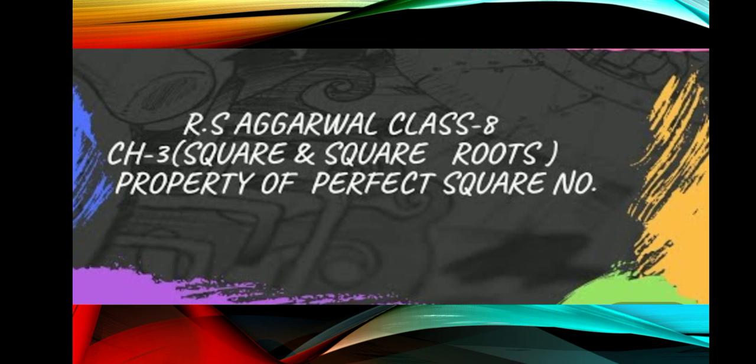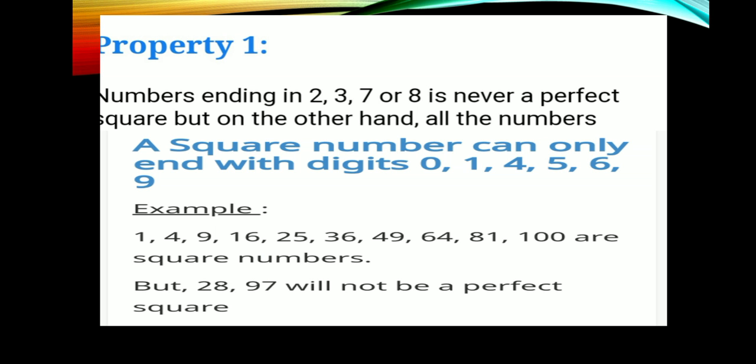The next topic we are going to begin is chapter number 3, second exercise, that is properties of perfect square numbers. First property: the numbers which end with 2, 3, 7, 8 are not perfect squares.